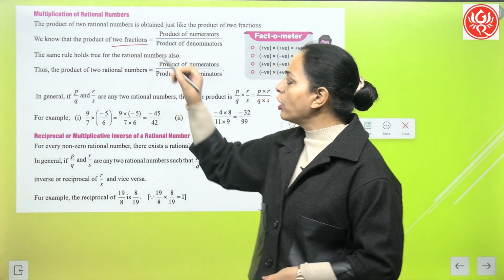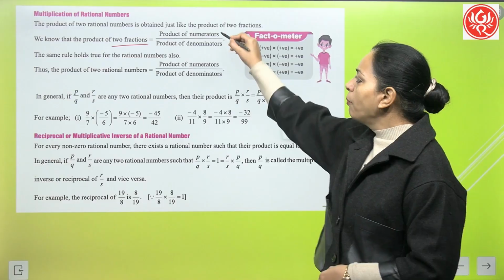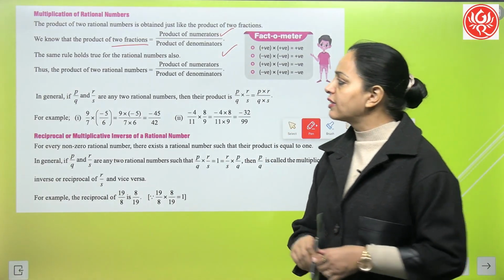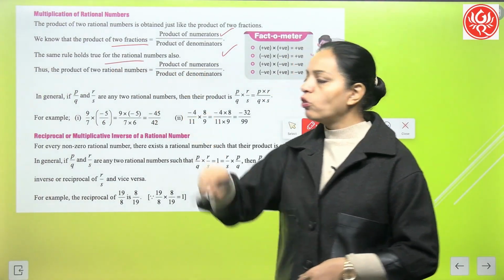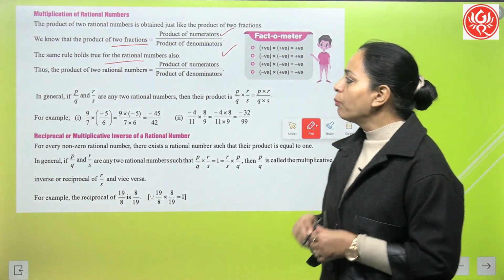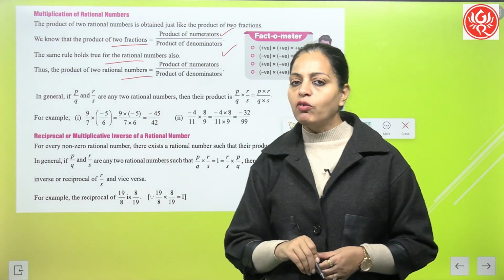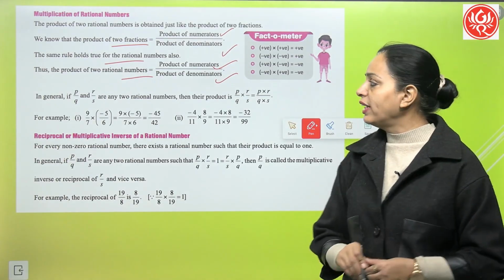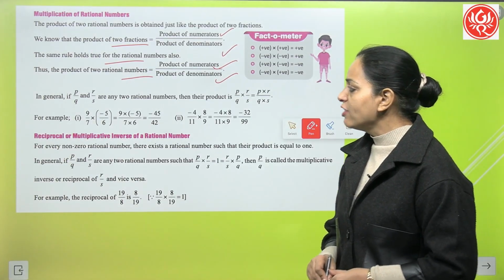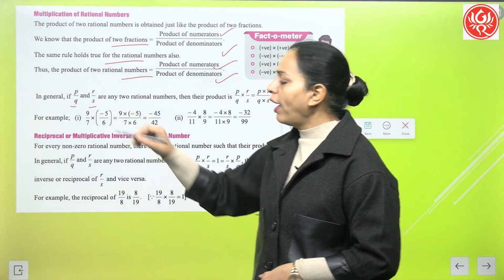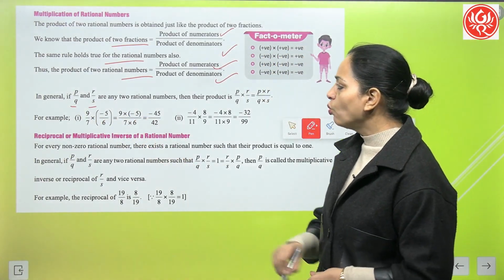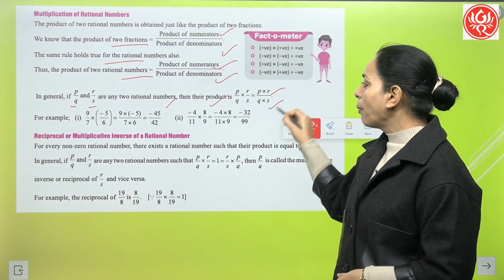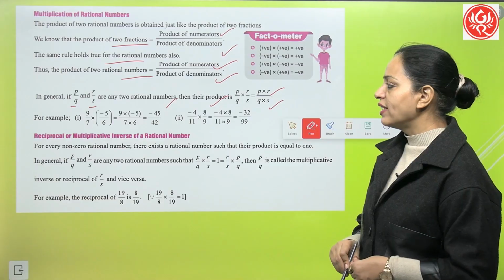We know that the product of two fractions equals the product of numerators divided by the product of denominators. The same rule holds true for rational numbers also. Product of two rational numbers equals the product of numerators divided by the product of denominators, right? See, in general, if p upon q and r upon s are any two rational numbers, then their product is p into r upon q into s, right?